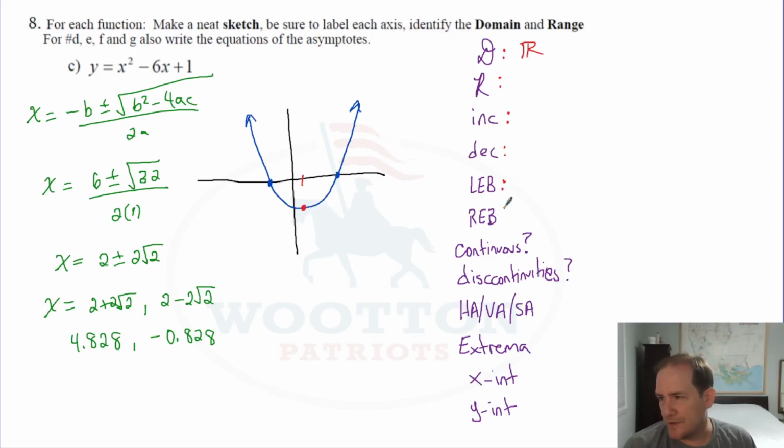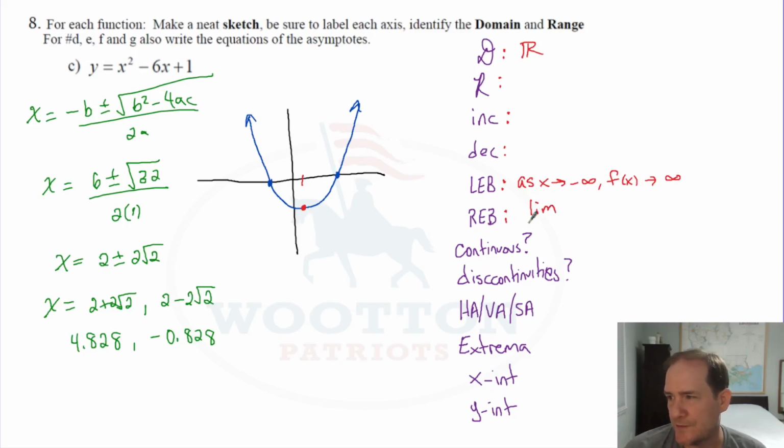My end behaviors are easy enough. I'll do those right now. The left end behavior, I haven't said this yet, but if you were in Algebra 2, you'd probably just say, as x goes to negative infinity, the function f of x goes to positive infinity. I don't want to use that notation. I definitely want to get away from it, and I want to start using the limit notation for sure. So we'll say the limit as x approaches positive infinity of the function f of x equals infinity.